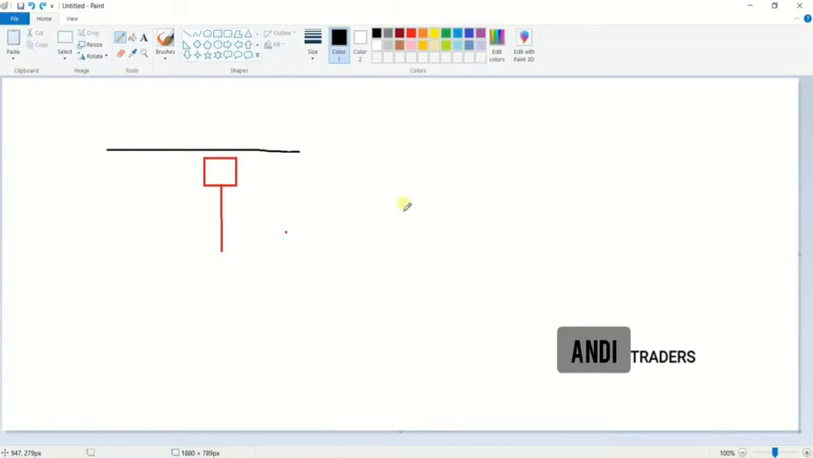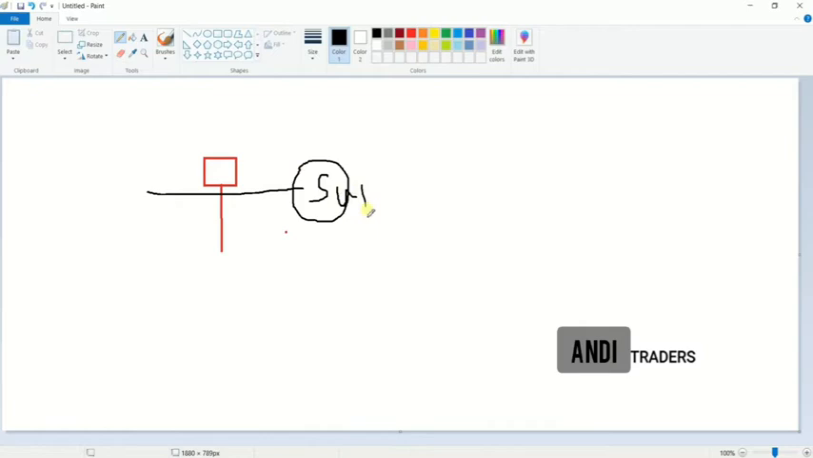But what about this? If we have a support level here, what about this? If there is any support level, this support level shows us we already saw a strong rejection from buyers, and now we have a support level here.